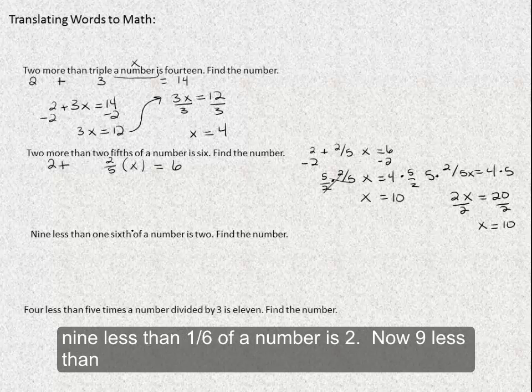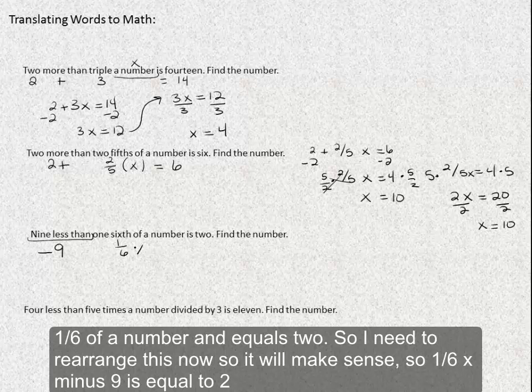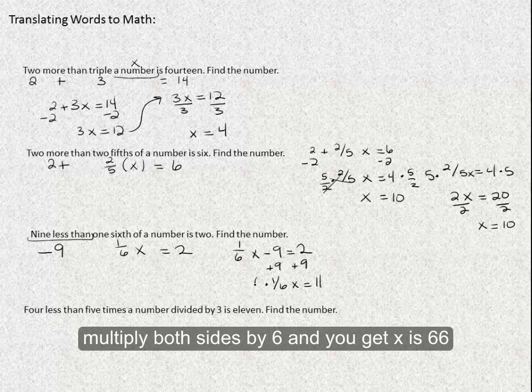9 less than 1/6 of a number is 2. Now 9 less than. This does not mean 9 minus. This is 9 less than, so we're going to subtract 9. 1/6 of a number equals 2. So I need to rearrange this now so it'll make sense. So 1/6 x minus 9 is equal to 2. Add 9 to both sides, and I get 1/6 x is equal to 11. Multiply both sides by 6, and you get x is 66.